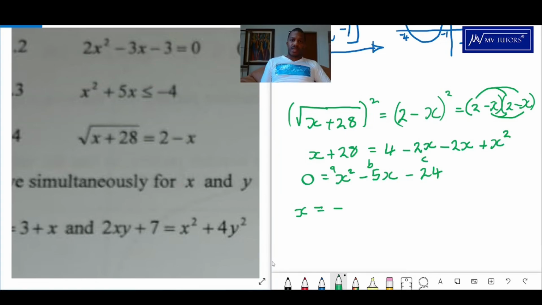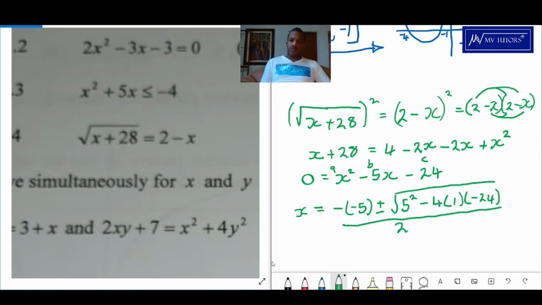Okay, and then what I have here is minus b, which is, let me just put it exactly as it is, minus 5. And it's going to be plus or minus square root of b squared, which is 5 squared, minus 4 times a is 1, times c, which is minus 24. Cool. All of this under a square root divided by 2 times a is just 1.